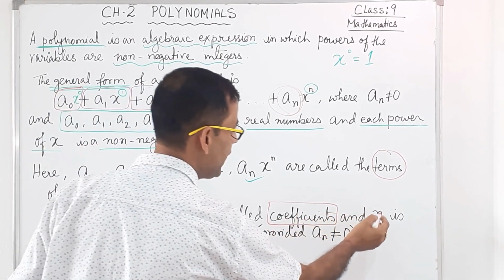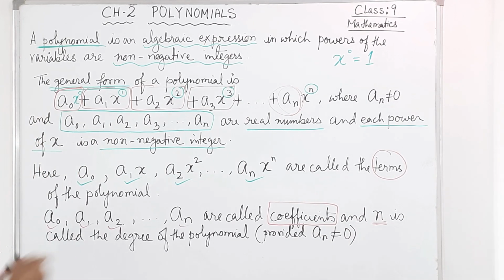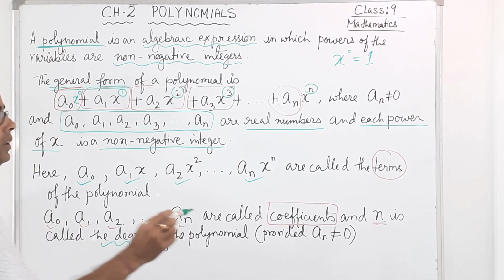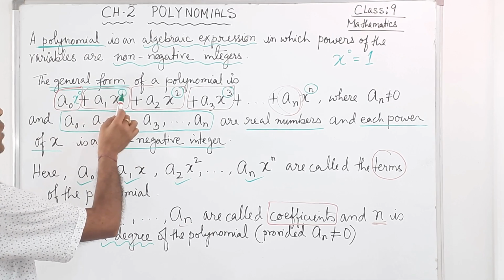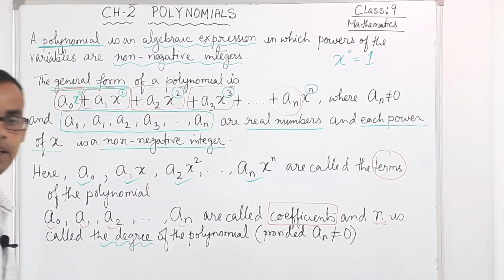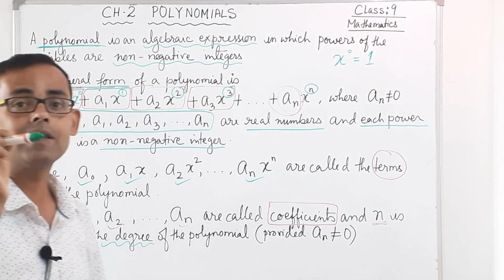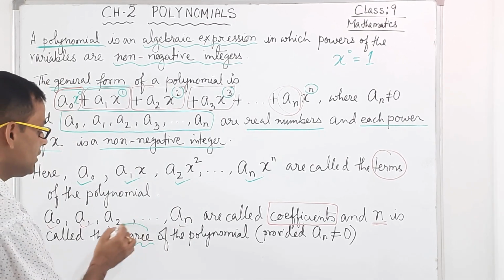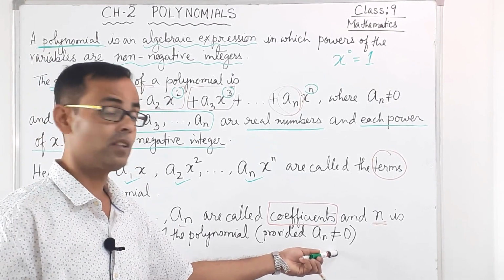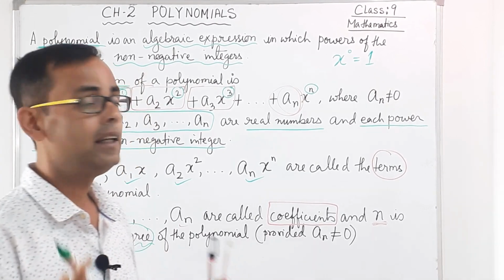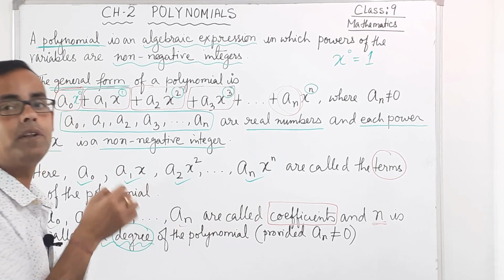And what is this n? n is called the degree of the polynomial. This n, that means the power 0, 1, 2, 3 or n: x to the power 0, x to the power 1, x to the power 2, x to the power 3, x to the power n. This n is known as the degree of the polynomial, provided, you have to remember this thing, provided an is not equal to 0. Because if it becomes 0, then everything will become 0.